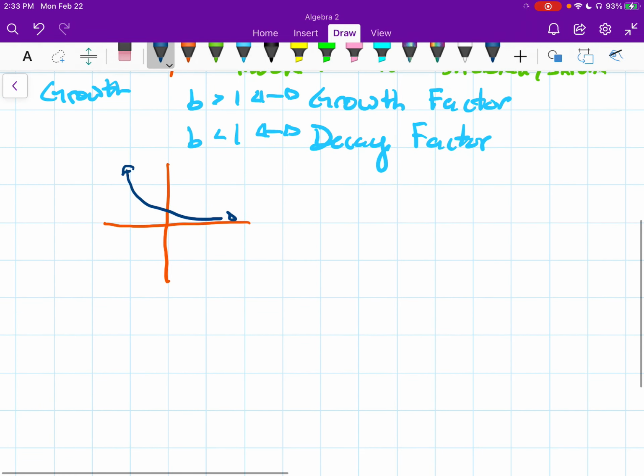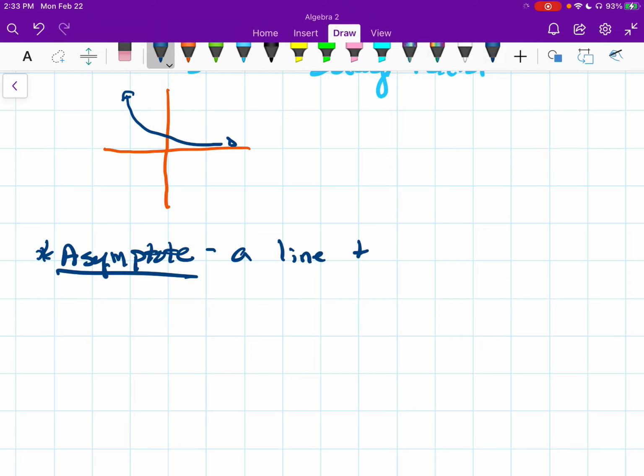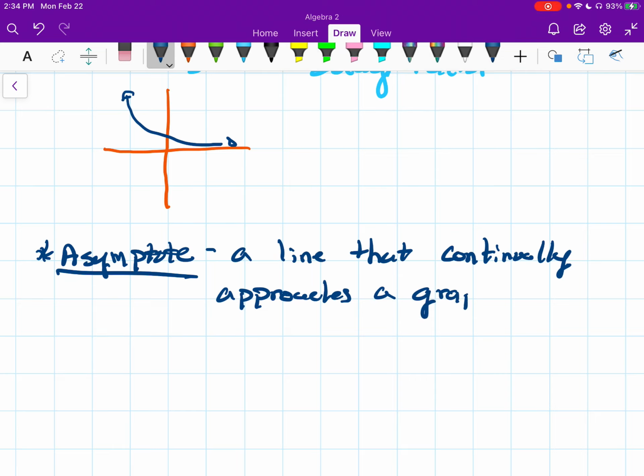All right, more vocabulary. An asymptote. Asymptote might be a new word for you. An asymptote is a line that continually approaches a graph but never touches it.